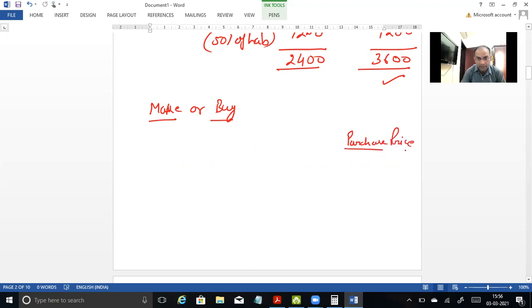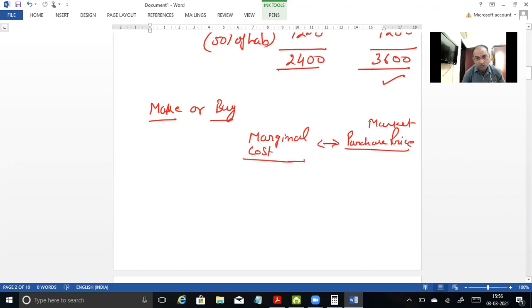Means if you buy it from outside, market purchase price. Okay. And the second is if you produce inside. So here you have to calculate your marginal cost. Always remember, marginal cost is your variable cost. So you have to make a comparison between these two.